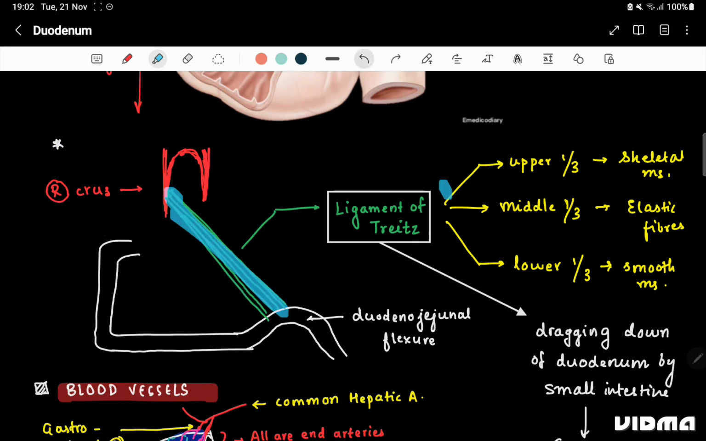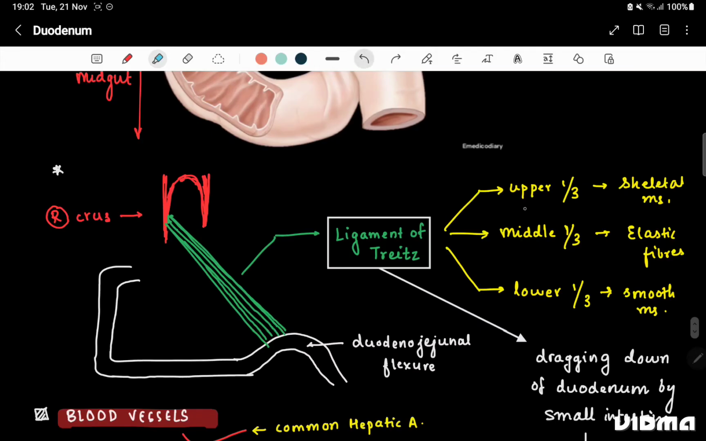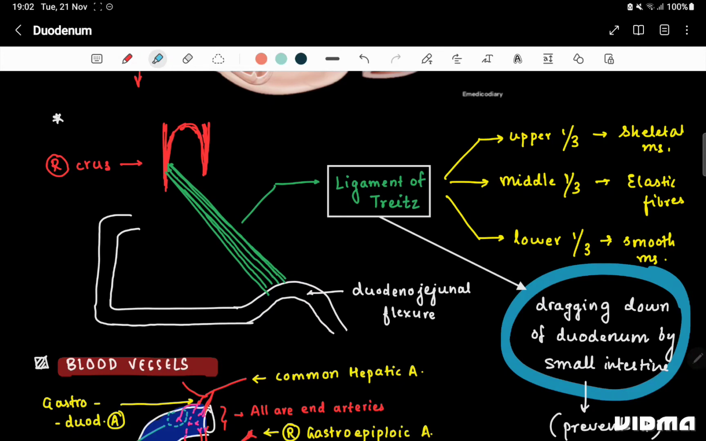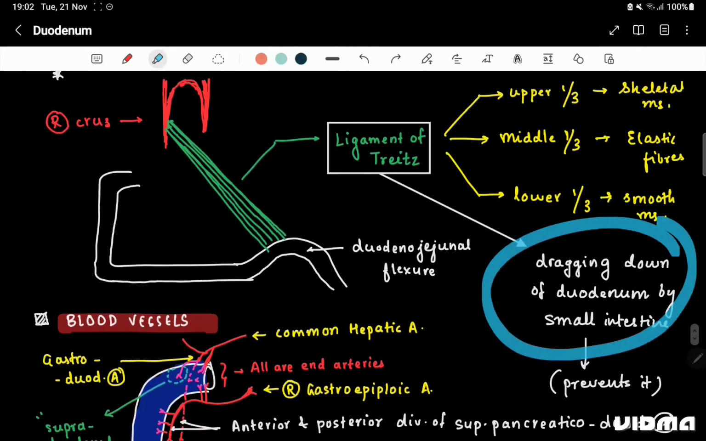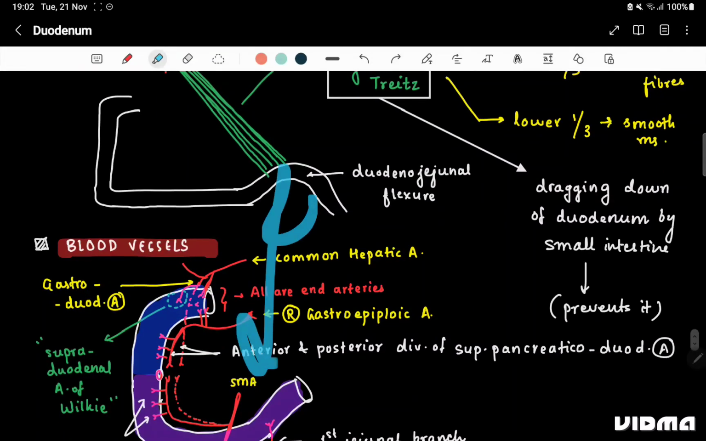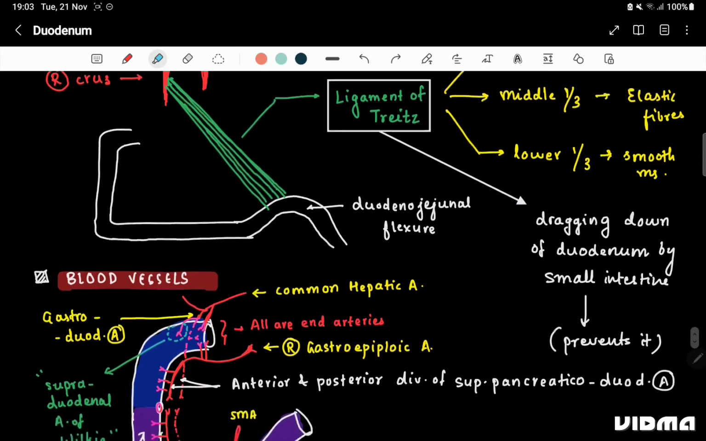From the right crus arises a ligament called the ligament of Treitz, and this ligament connects to the duodenal flexure, helping to form the duodenojejunal flexure. In the upper third it is made up of skeletal muscle, the middle third elastic fibers, and the lower third smooth muscle. This ligament prevents the dragging down of the duodenum by the small intestine. The small intestine would be dragging onto the duodenum so that it can fall down, so the ligament prevents this and forms the duodenojejunal flexure.